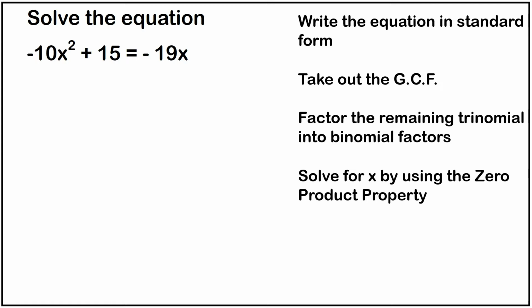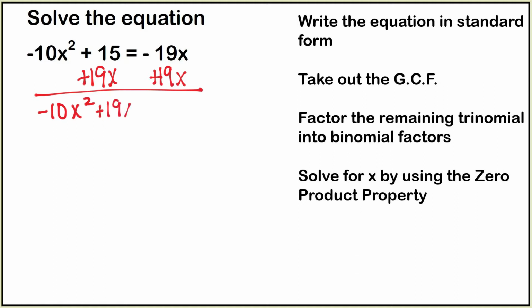So in standard form, our trinomial is going to have the x squared term, then the x term, then the constant term, and then 0. So in order to make that happen on our problem, we're going to need to add 19x to both sides. So that will give us negative 10x squared plus 19x plus 15 equals 0. Now, that's standard form. We're ready to start factoring.